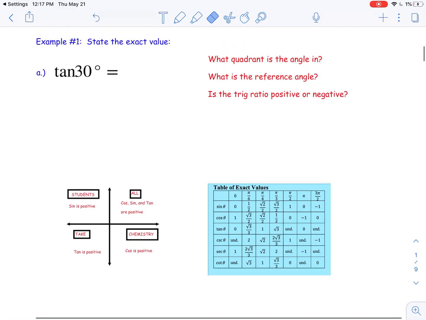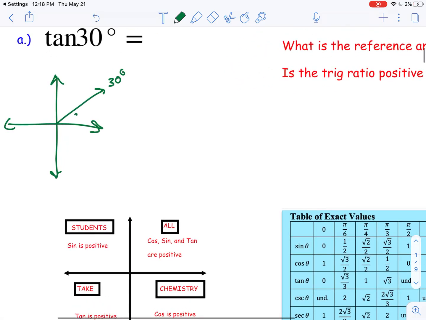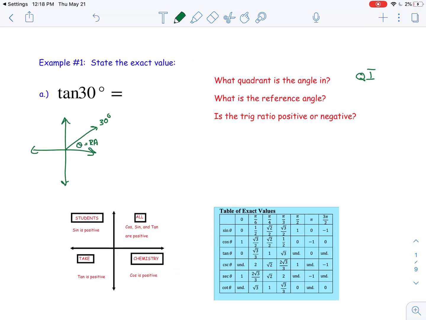So for example, tangent of 30 degrees. What quadrant does 30 degrees lie in? So if I think of 30 degrees, it lies in the first quadrant. So it's in quadrant 1. What is the reference angle? Well, 30 degrees, since it's in the first quadrant, this is my angle, and this is also my reference angle. So my reference angle is equal to 30 degrees. Is it positive or negative? When we're in the first quadrant, it's going to be positive.